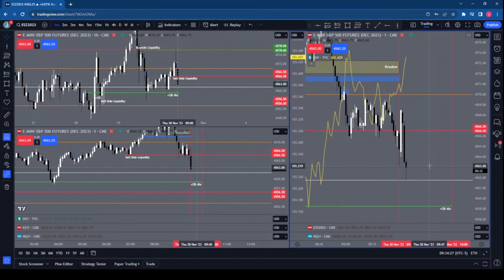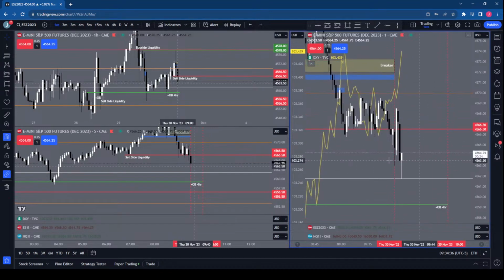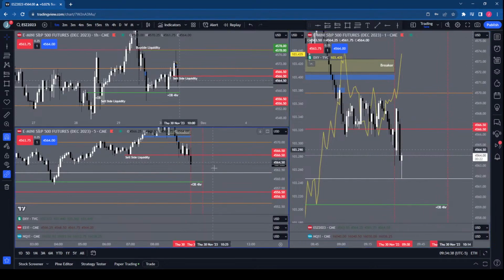Not much in terms of an entry for our models right now.